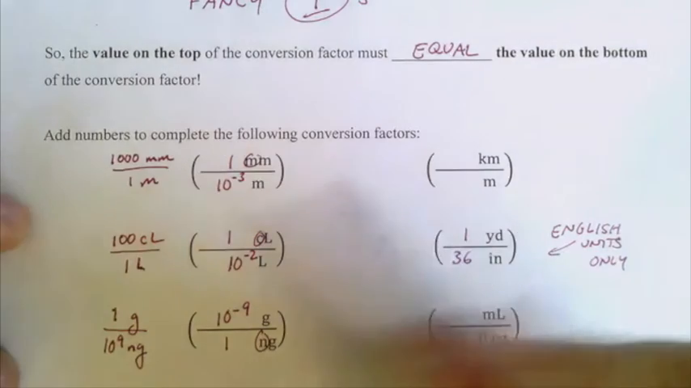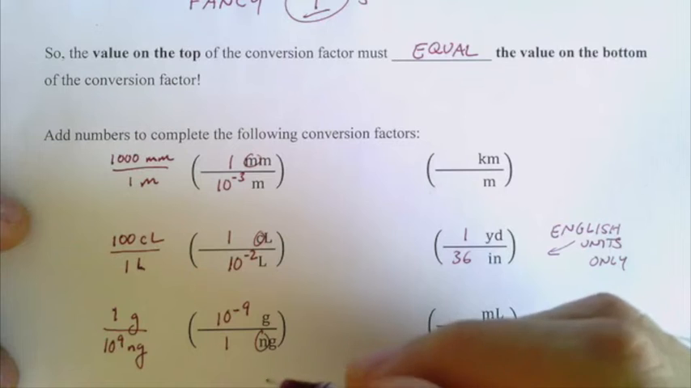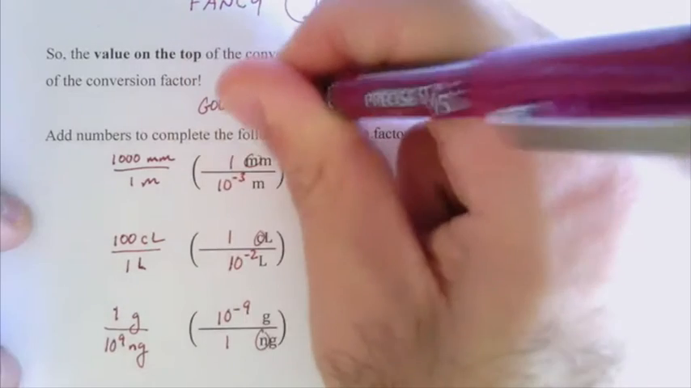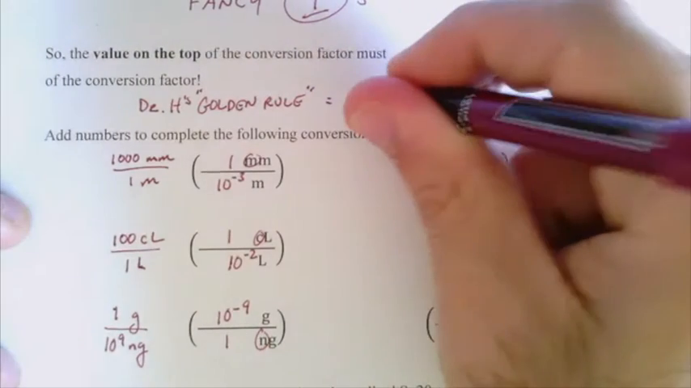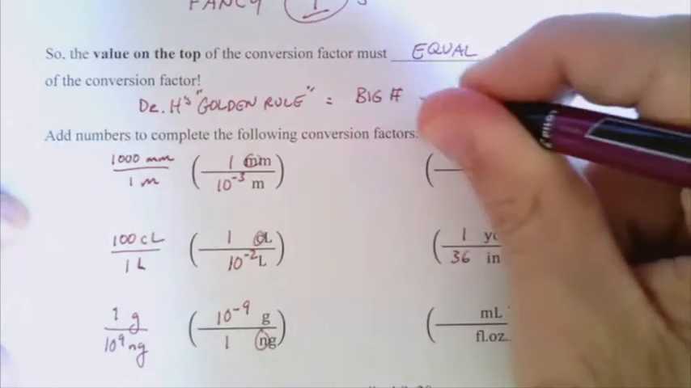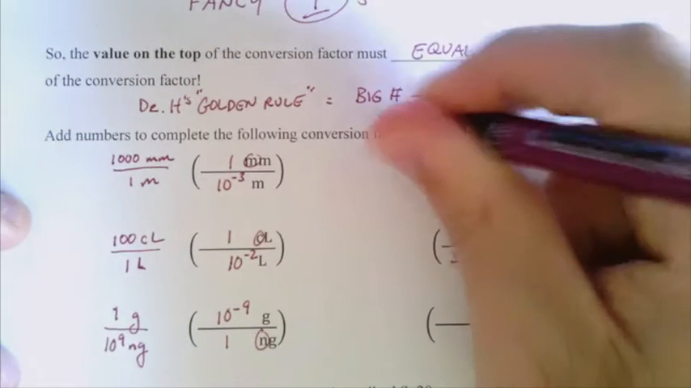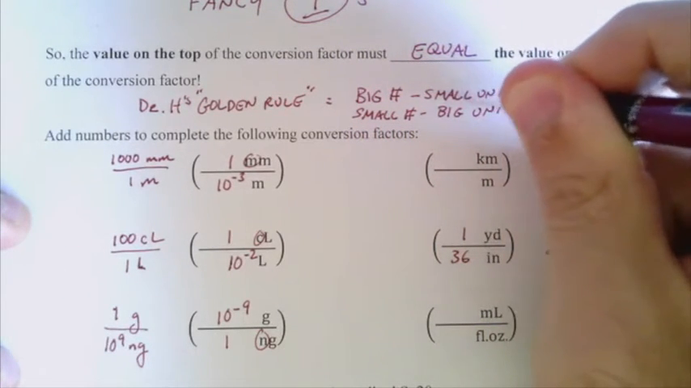Now, you might ask yourself when you see this, and you're seeing two different ways to do it, well, what if I mix them up? How am I going to know that I did it correctly? And to help you with that, we're going to learn my golden rule of conversion factors. And it's this, especially when you're dealing with metric, because you should have a sense of what those prefixes mean. Make sure the big number goes with the small unit. And make sure the small number goes with the big unit.